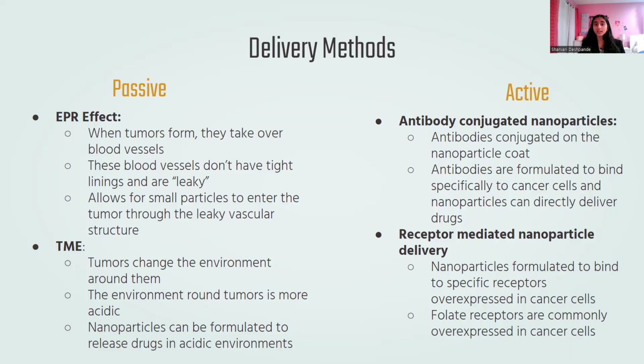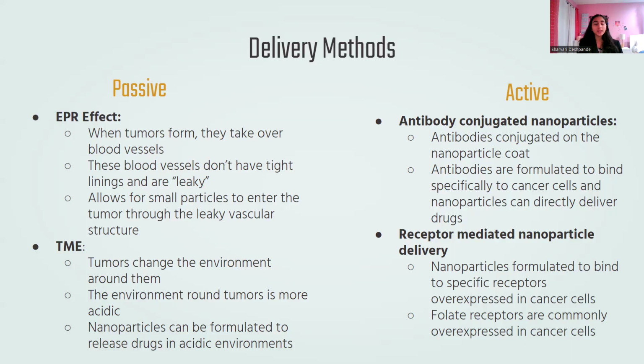Now, with active nanoparticle delivery, you have antibody-conjugated nanoparticles. With this, there are basically antibodies that are conjugated onto the coat of the nanoparticle, and these antibodies are able to bind to specific tumor receptors. So then the nanoparticles, once in the bloodstream, are able to target tumors only because the antibodies are going to attach to the receptors that are expressed on tumors.